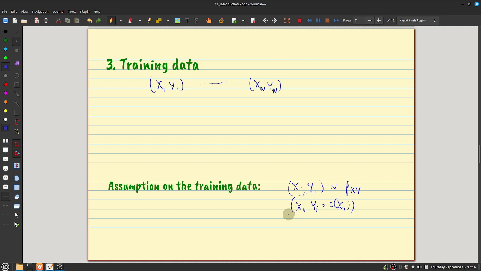So it's representative of the ground truth. The other assumption is that this data is diverse enough, in the sense that we'll assume that these xi, yi's are all independent and identically distributed.